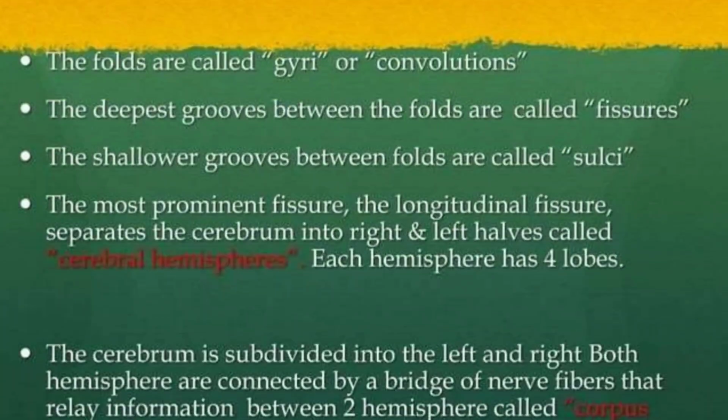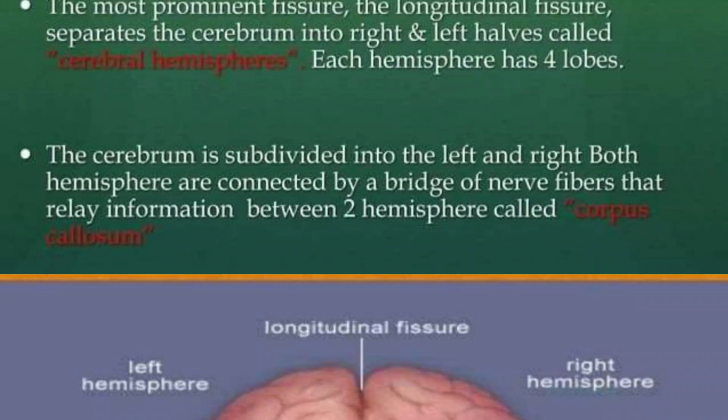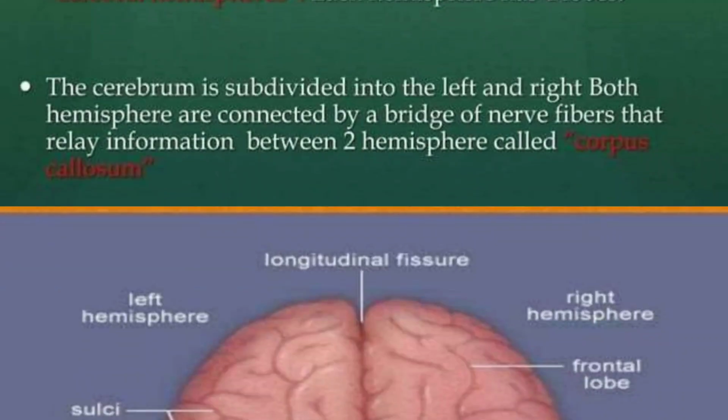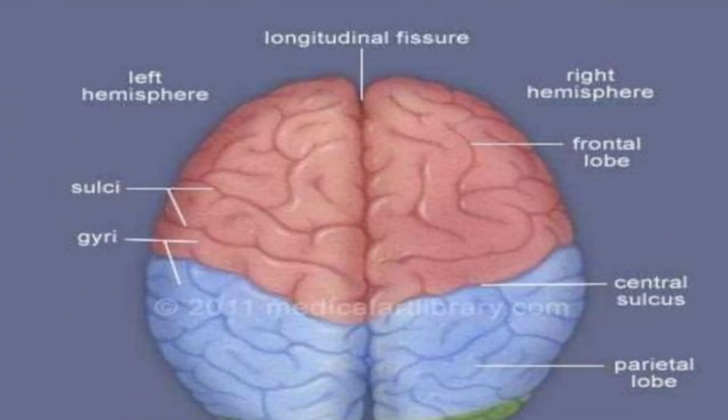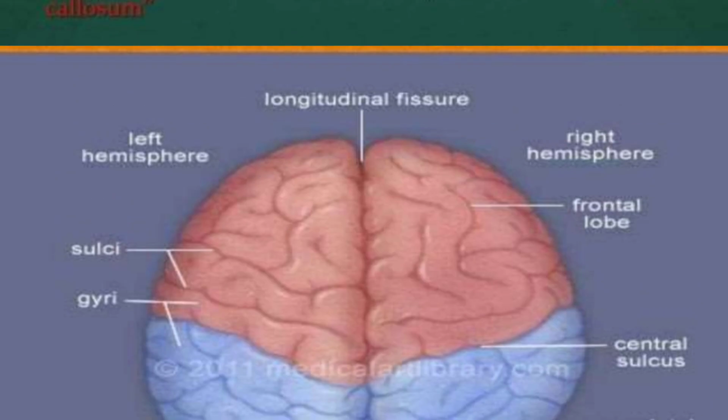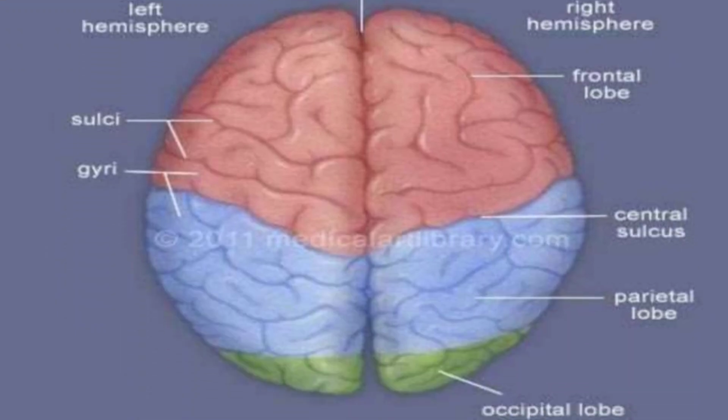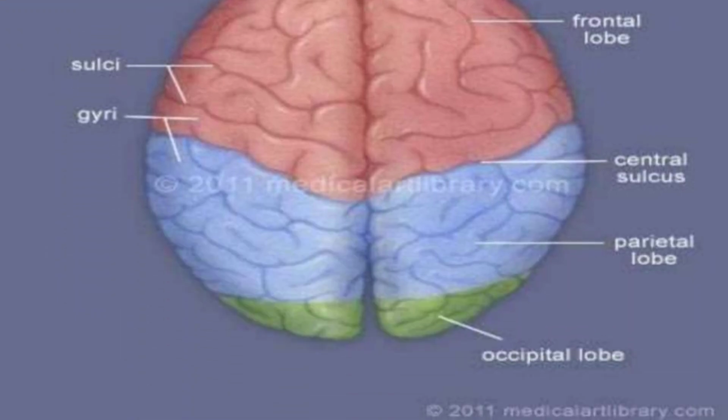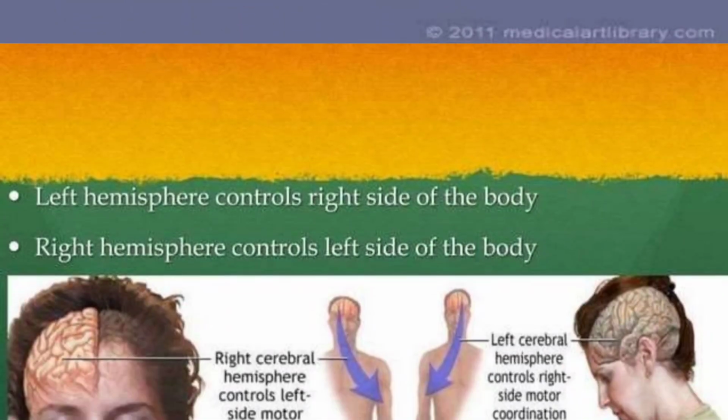Each hemisphere has 4 lobes. The cerebrum is subdivided into the left and right. Both hemispheres are connected by a bridge of nerve fibers that relay information between the 2 hemispheres, called the corpus callosum. This is the longitudinal fissure and the brain is divided into 2: first is right hemisphere, second is left hemisphere. This is sulci and frontal lobe, gyri, central sulcus, parietal lobe and occipital lobe. Left hemisphere controls the right side of the body and right hemisphere controls the left side of the body. Both are opposite.